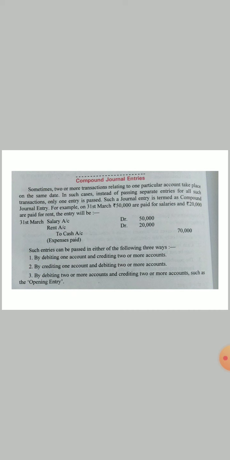to cash account. So a compound journal entry is an entry in which one account is debited and two or more accounts are being credited, or on the other hand, one account is being credited and two or more are being debited, or in case of opening entries, two or more accounts are being debited and two or more accounts are being credited. So whenever there is more than one account either being debited or credited, that journal entry is called a compound journal entry.